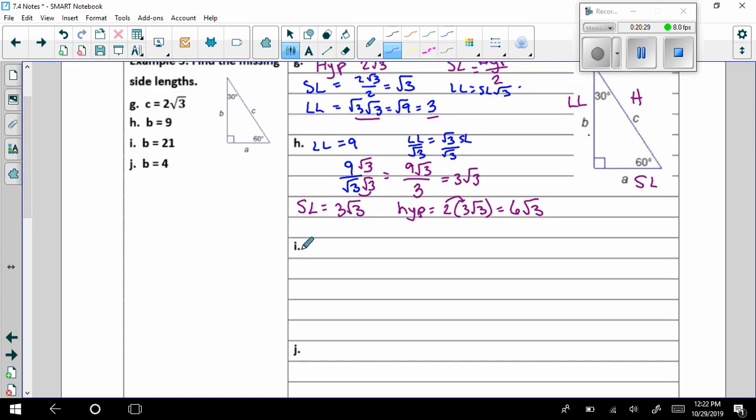One more time for good measure. Here our long leg is 21. So to get our short leg, we're going to do 21 divided by square root of 3. So I'm going to rationalize that. So I have 21 root 3 over 3, which would then be 7 root 3. Hypotenuse doubles that. So 14 root 3.